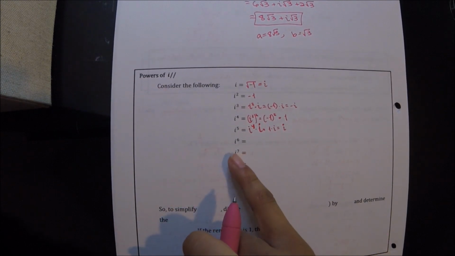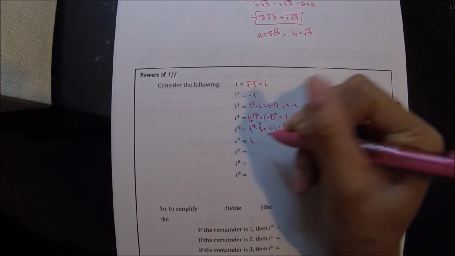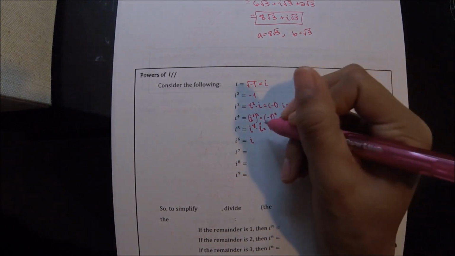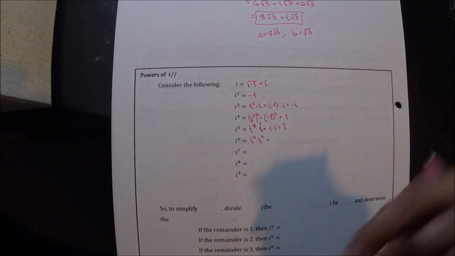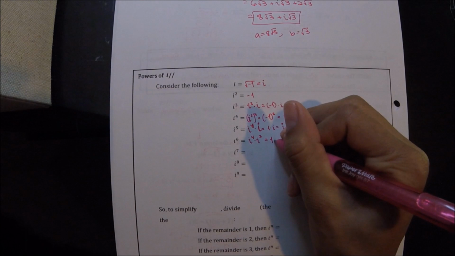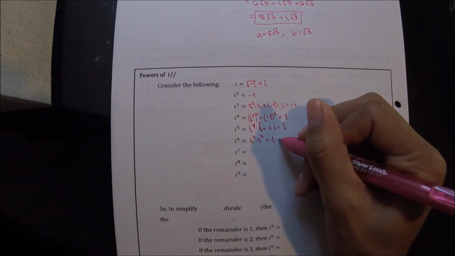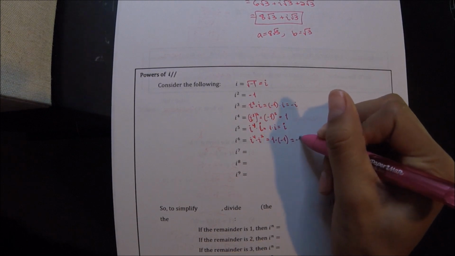Let's keep going with i to the 6th. We could write that as i to the 4th times i squared. i to the 4th we said was the number 1. i squared we know is negative 1. So 1 times negative 1 is negative 1.